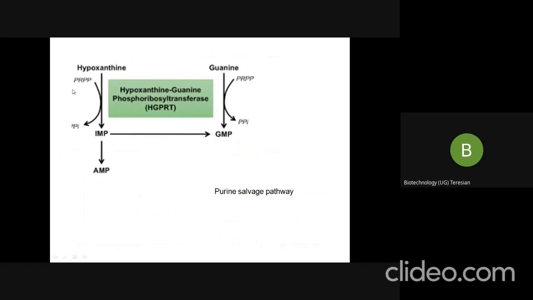wherein your phosphoribosyl pyrophosphate is being converted. I mean, a pyrophosphate group is being released and finally getting converted to IMP and GMP. The IMP can further be processed to AMP, and AMP and GMP, which are formed through your purine salvage pathway, can again get into the synthesis process.